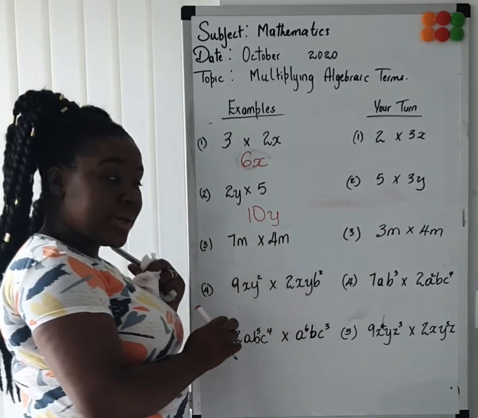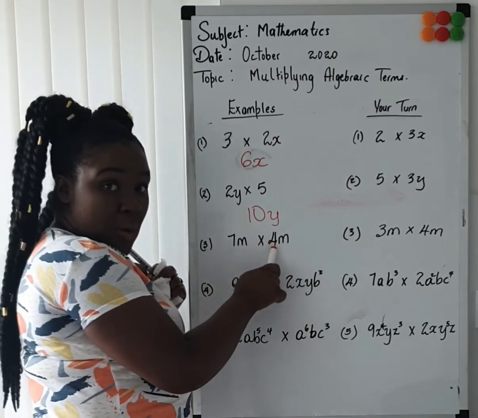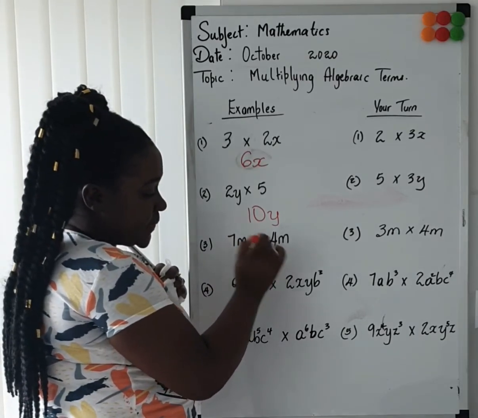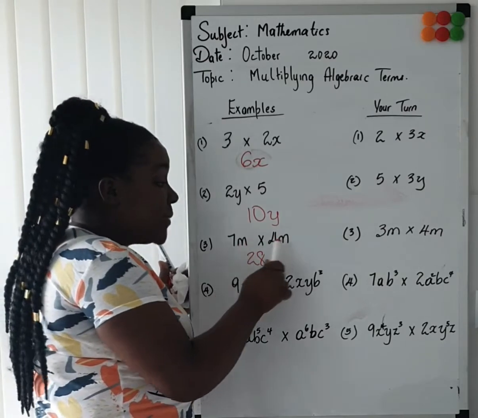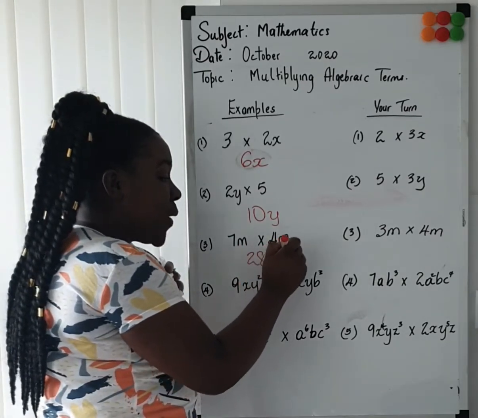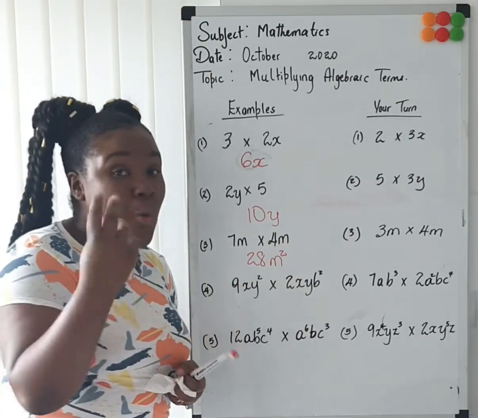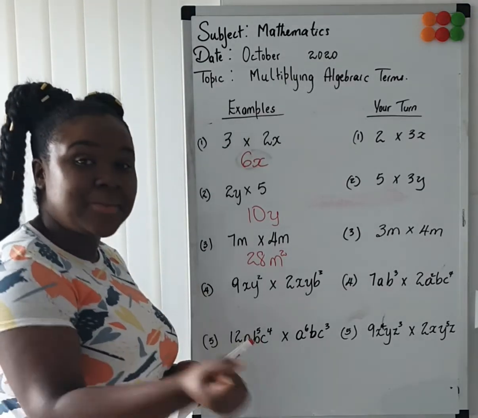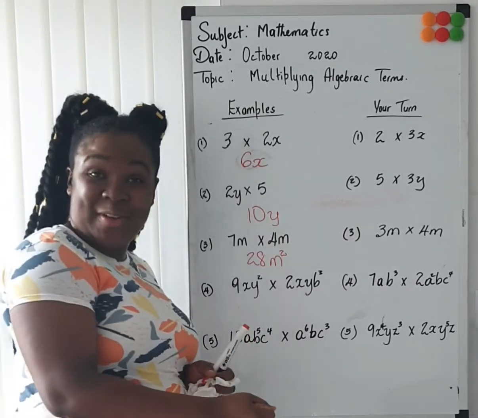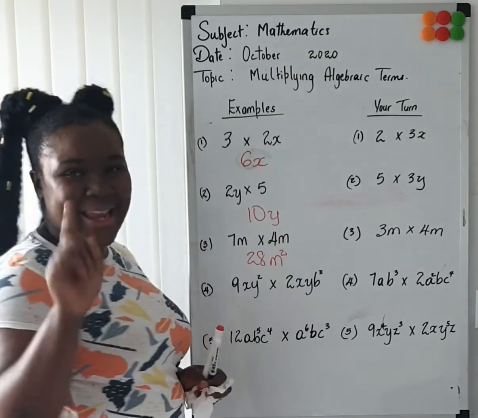Then we go with the next one. We have 7m times 4m. 7 times 4 is 28. Then we say m times m. M times m is m squared. If it's x times x, it's x squared. Y times y, y squared. N times n, n squared. R times r, r squared. So you get the idea.